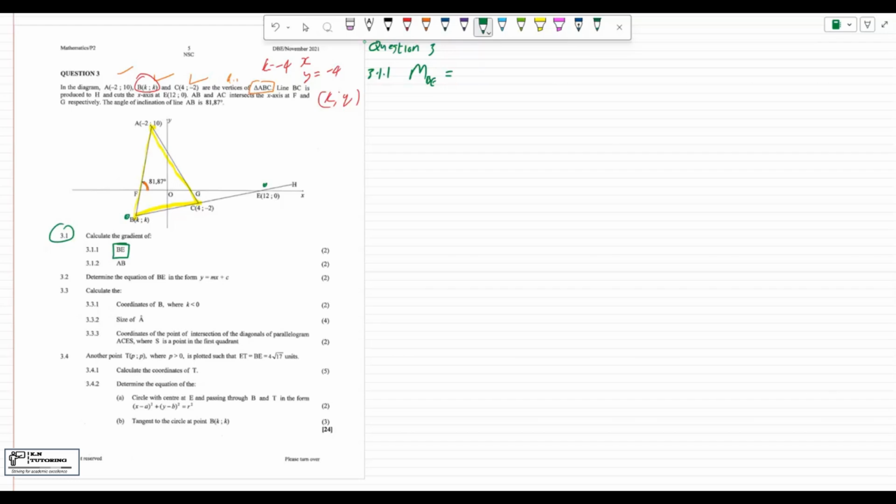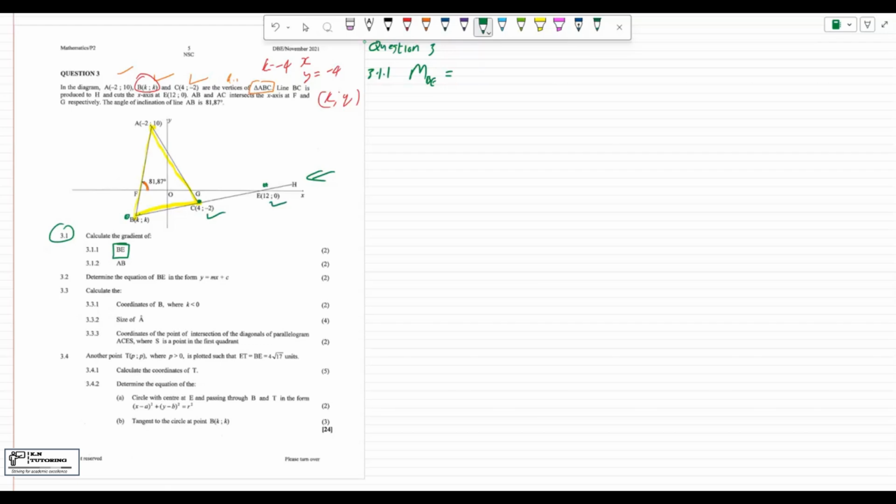So you can't start by solving that. But because B, C, and E are collinear points, which means they are points on the same line, that also means the gradient is the same throughout this line. So instead of using B, I can also use points C and E, because I've got a point there and a point there.